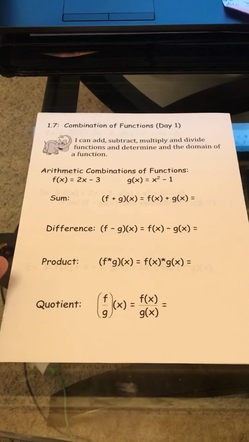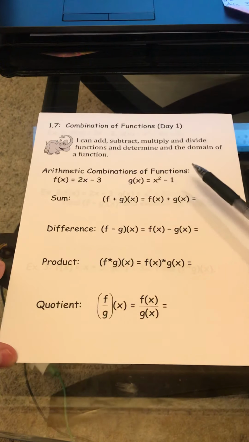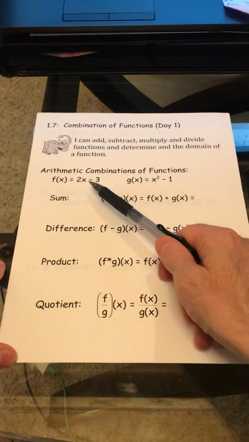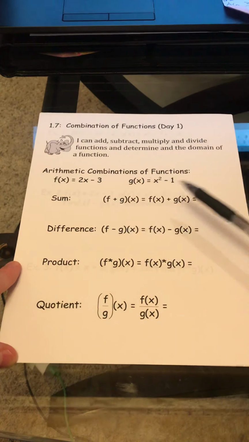We're going to start into section 1.7 dealing with combinations of functions here. I know this is one of the topics that I think you usually look at towards the end of the year in Algebra 2. But the first part of the section, excuse me, we're going to look more at the arithmetic combinations of functions. So, we're just going to use two random functions for a lot of our examples. f of x equals 2x minus 3, g of x equals x squared minus 1.